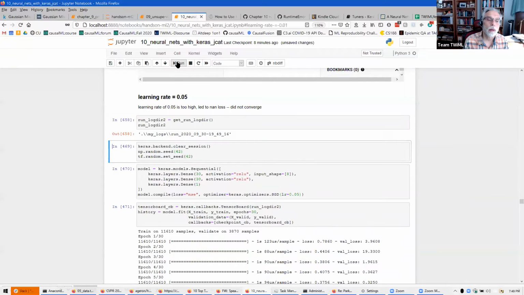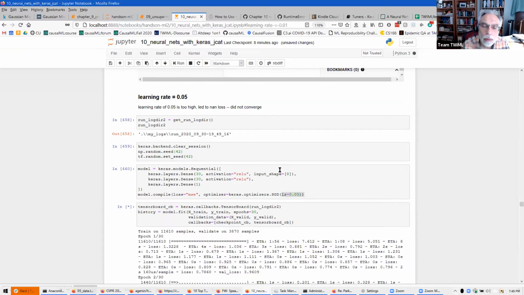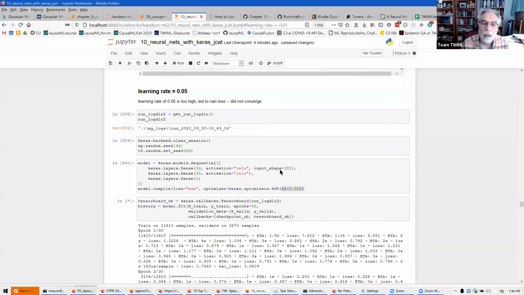Let's try this. Okay, so we're doing the same thing as before, except now we're passing in this learning rate when we compile, and our callbacks are the same as before. So everything's the same as before, except our learning rate now is much bigger. Now it's running. Okay, good.